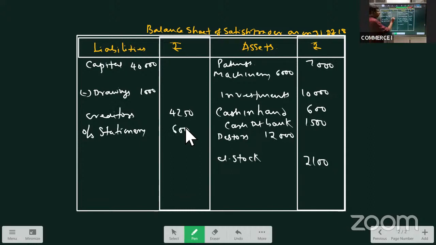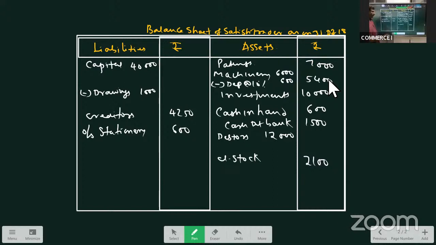Depreciation on machinery. We have calculated 600, at the rate of 10%, that we have to deduct. So after depreciation, the machinery value is 5,400.